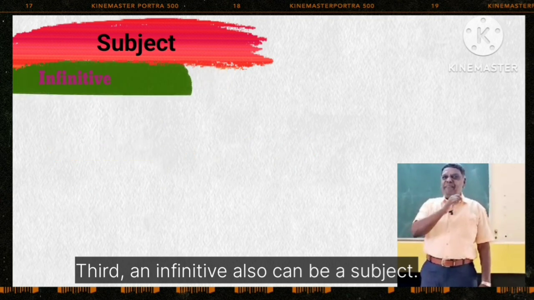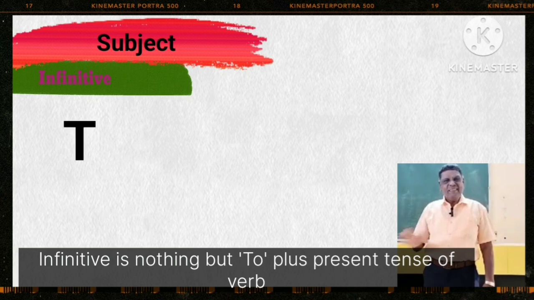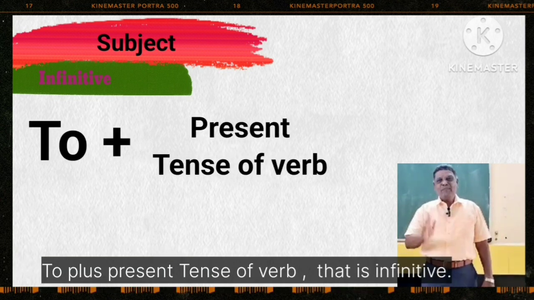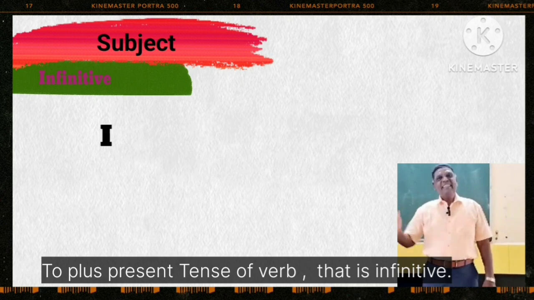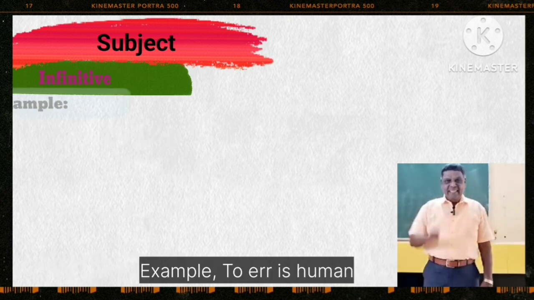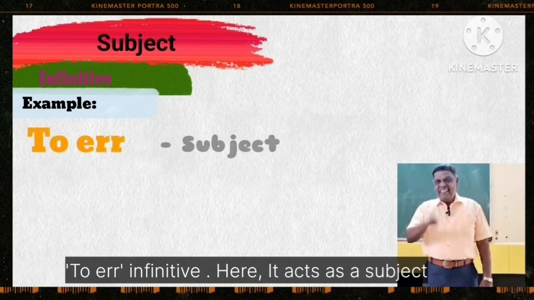Third, an infinitive also can be a subject. What is infinitive? Infinitive is nothing but to plus present tense of the verb, that is infinitive, and this infinitive also can be a subject. Example, to hear is human. To hear, infinitive, here it acts as subject.